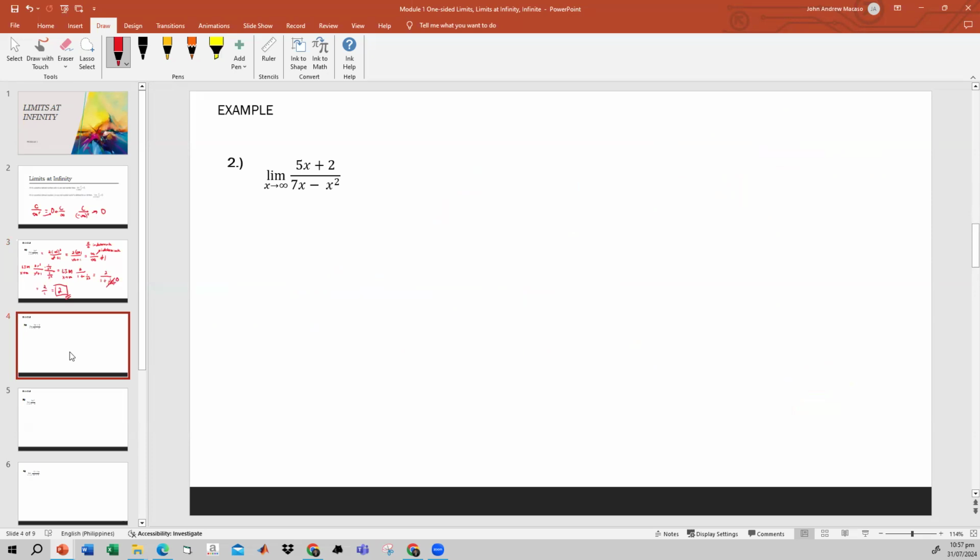So for the next example, what if you're asked to evaluate the limit of (5x plus 2) over (7x minus x squared) as x approaches infinity? So in that case, we cannot substitute directly the infinity on this given function because it will lead to an indeterminate form. So again, we'll resort to the other approach, in which you just need to rewrite the function. So that's the limit of (5x plus 2) over (7x minus x squared) as x approaches infinity.